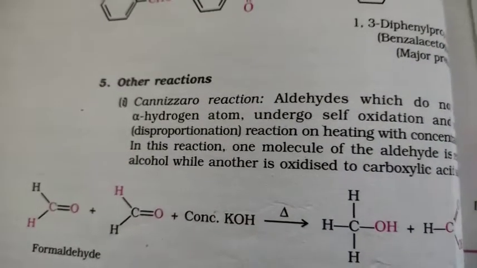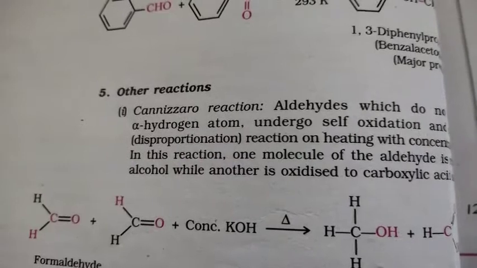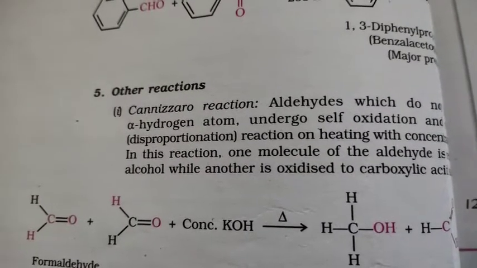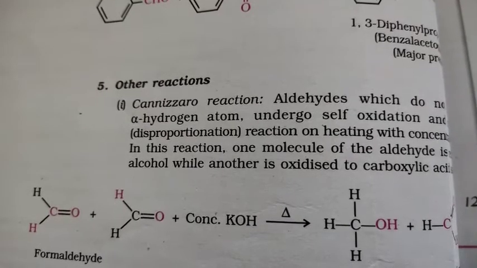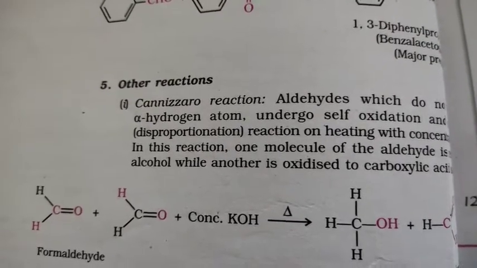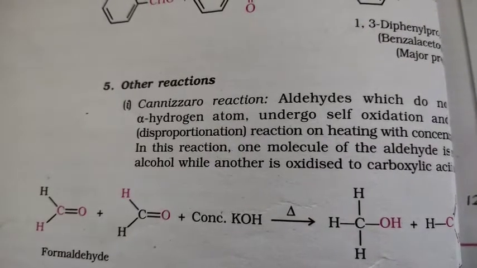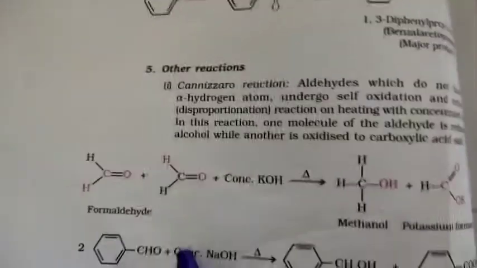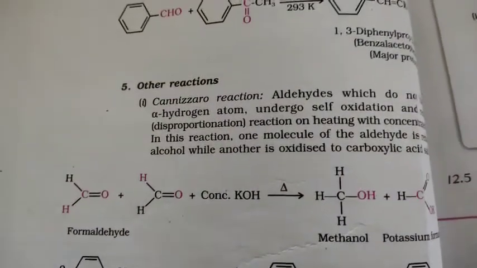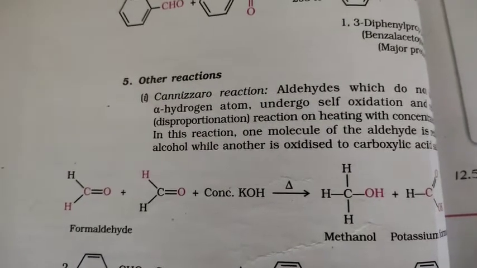In the last class, we discussed the aldol condensation reaction, where the basic requirement is the alpha hydrogen. But one question arises: what if there is no alpha hydrogen or alpha carbon in a compound or in an aldehyde? Then what happens if it undergoes oxidation or reduction? Here we have to take the formaldehyde compound, where there is no alpha hydrogen or alpha carbon.